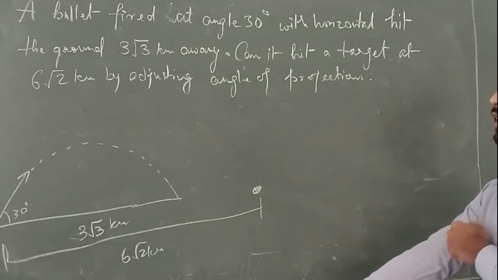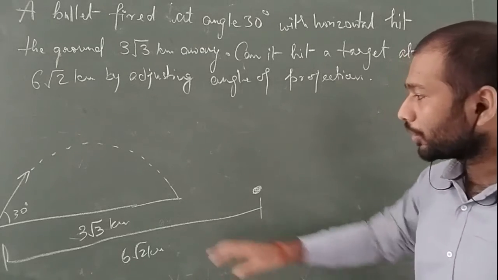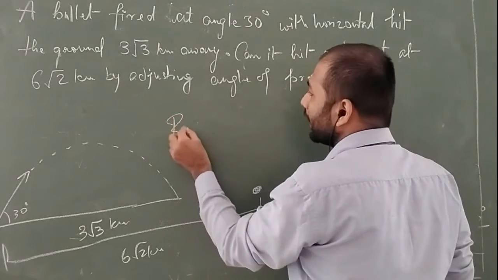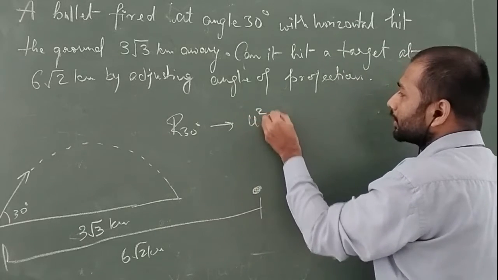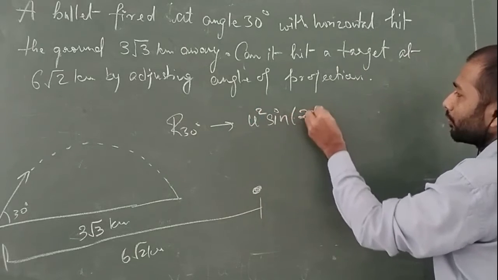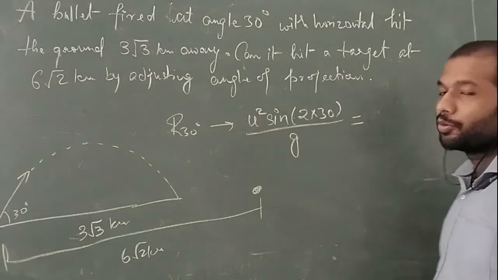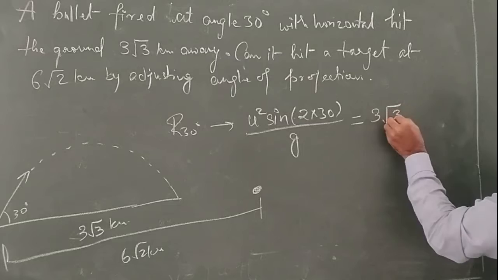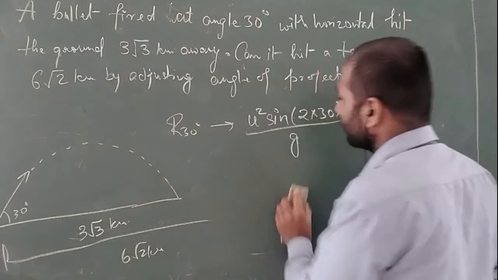First, we don't know the velocity, but we know the points that are given to us. So this is the range given to you at 30 degrees. Again use the formula u square sine 2 theta, where 2 theta is 2 into 30, upon g, and its value is given to you as 3 root 3. So let's see what we are getting from this.